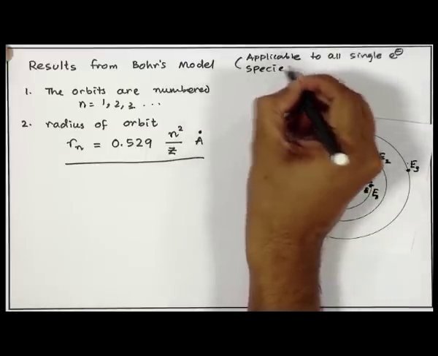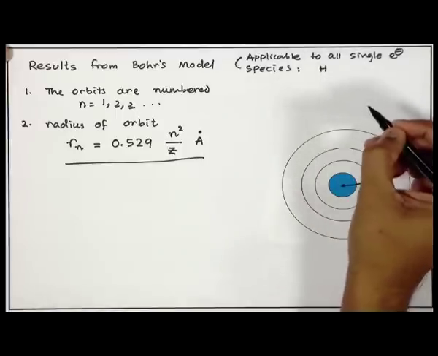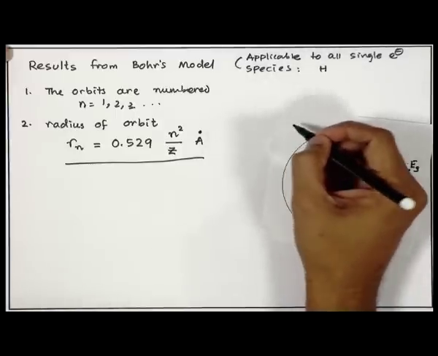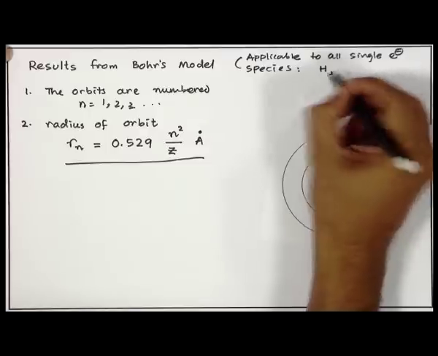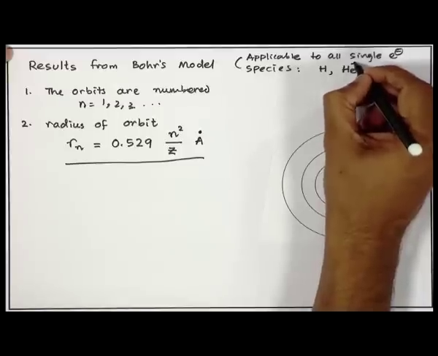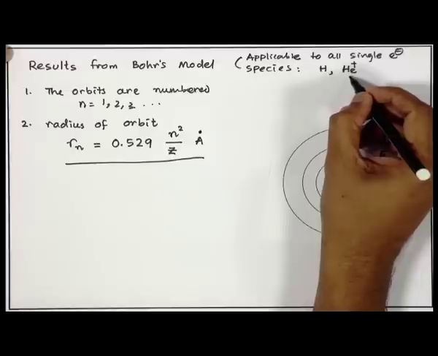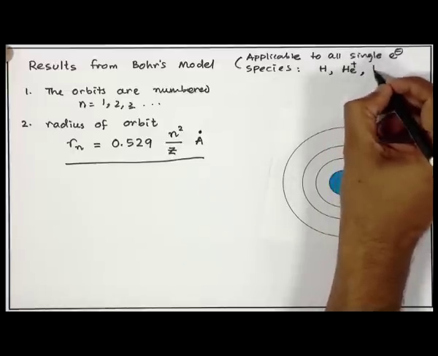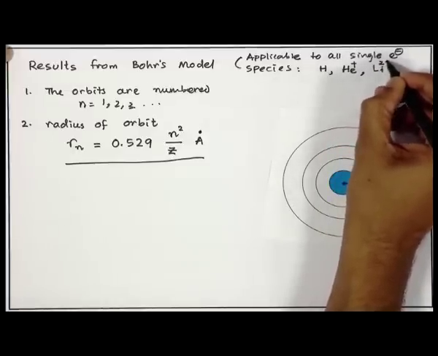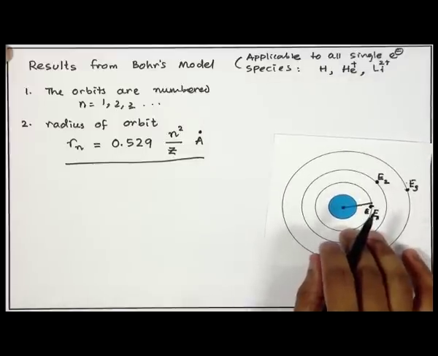What are the single electronic species? Of course, one we know is hydrogen atom, that has got single electron, but who else can have single electron? Helium has 2 electrons, but if we ionize 1 electron, we remove 1 electron, then it becomes single electronic species He plus. We can take lithium and ionize 2 electrons, then that also becomes single electronic species.